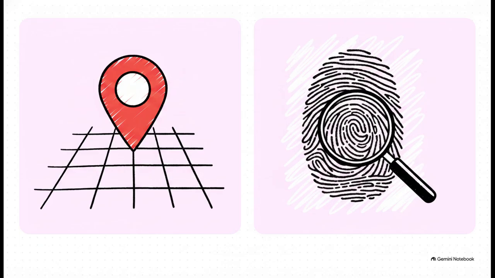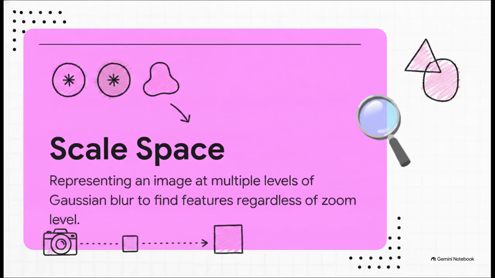Feature description, on the other hand, is explaining what that feature looks like. It provides a mathematical array of numbers that describes the visual neighborhood around that point, acting as a completely unique ID tag. But think about this for a second. What happens if an object is closer to the camera in the second photo? A corner might suddenly look like a soft edge. This problem is solved by scale space.